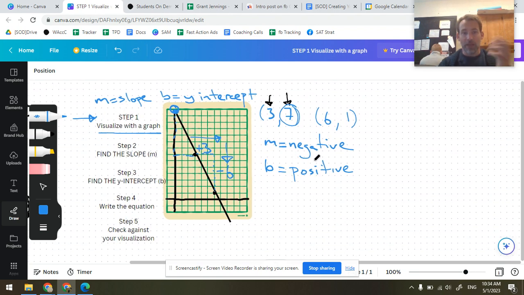Okay, so I've got my guesses for m and b. Now I'm ready to start some algebra. Start with that visualization, it makes the algebra that much more make sense. First step, find the slope.